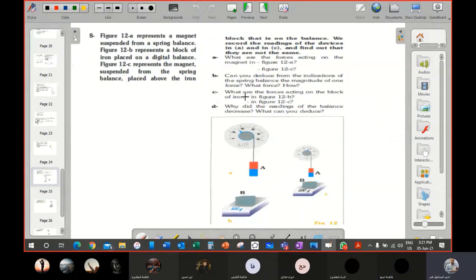Part B. Can you deduce from the indications of the spring balance the magnitude of one force? What force? Okay. In this A, what do I have? The indication of the spring balance is what? What is the spring balance measuring in figure 12A, in this figure alone?